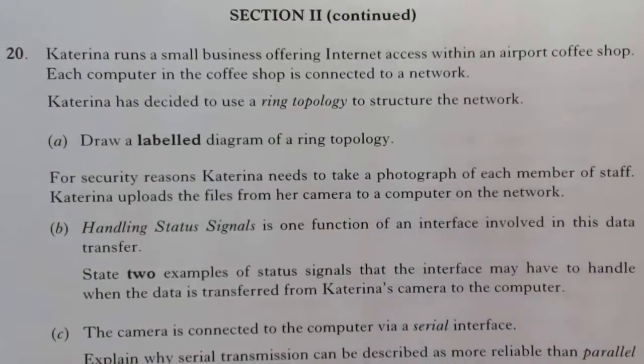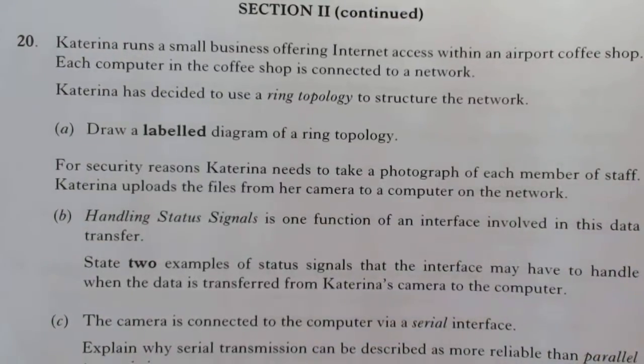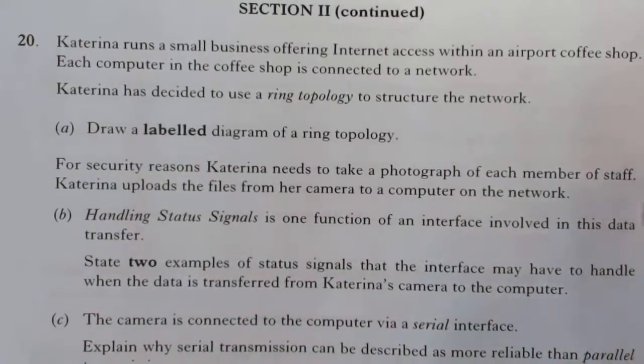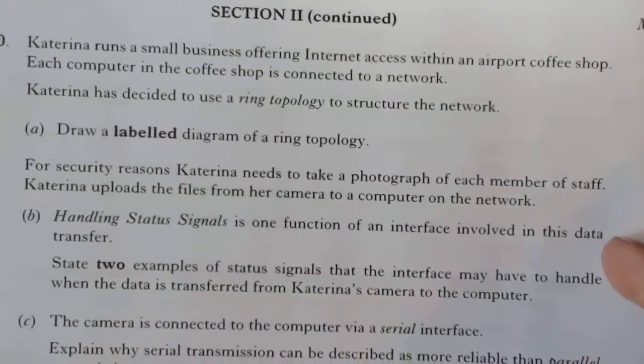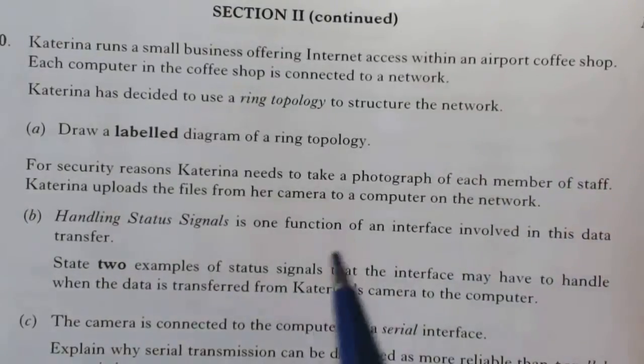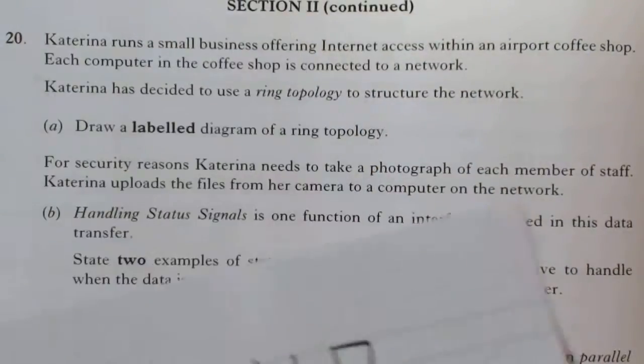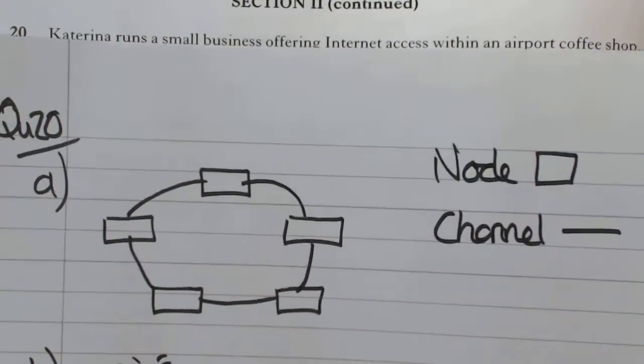Hey, so here's question 20, and it's a network one. So the first thing it's asking you is, well, draw a ring topology. Remember, always look at the marks. So what they're after is they're wanting it labelled. So you want to label all the nodes and the channels. So that's what you're after.